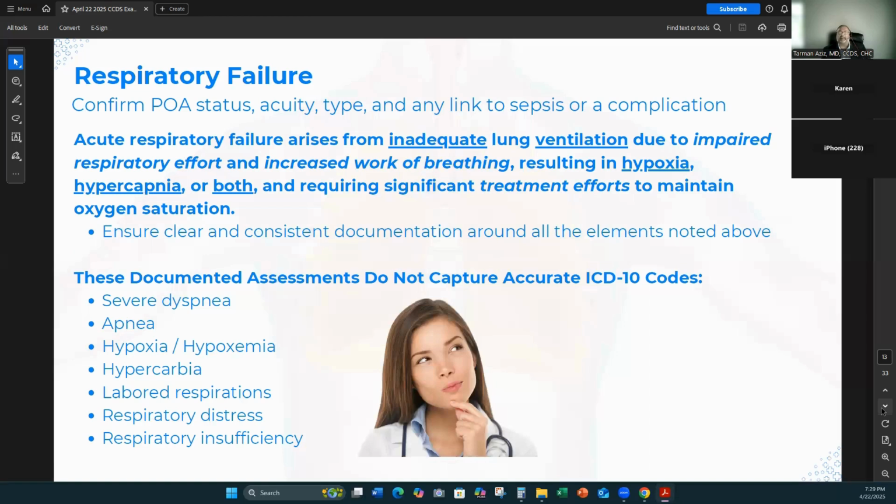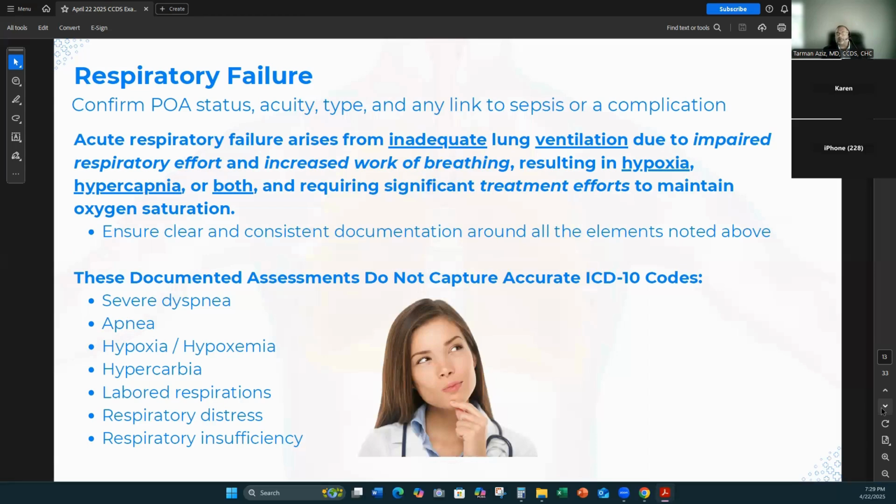Then acuity comes next. Acute respiratory failure is an MCC. Chronic respiratory failure is a CC. And to be as specific as you can, if it's truly acute on chronic respiratory failure, that too should be mentioned.